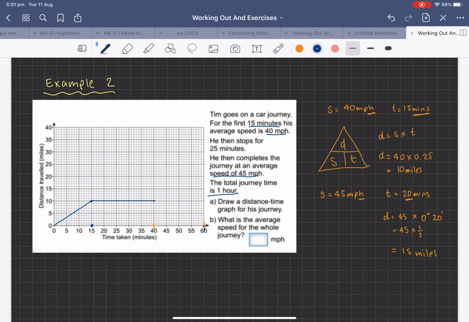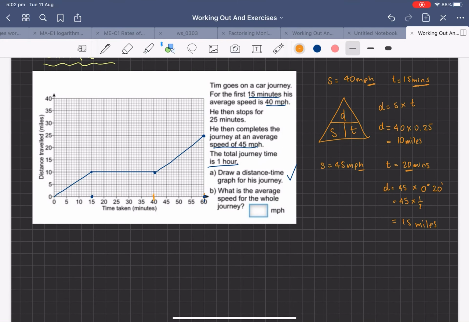So he's at 10 miles here. Another 15, 10 plus 15 is 25, and it's got to be above the 60. So 25 and 60 is here, and I'm going to join that together with a nice straight line. Okay. All right, it says draw a distance time graph for his journey. Done.